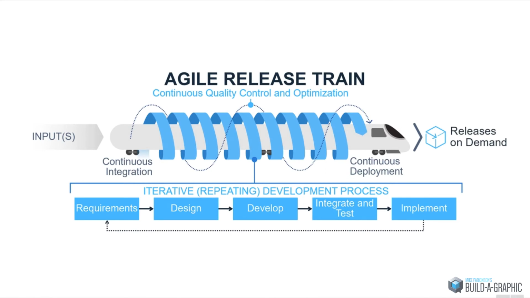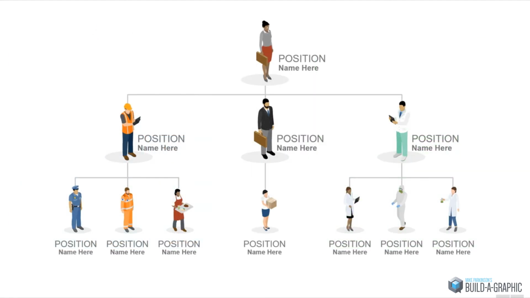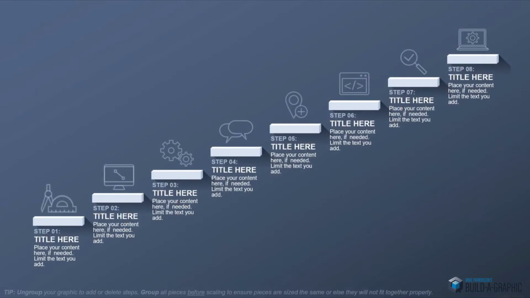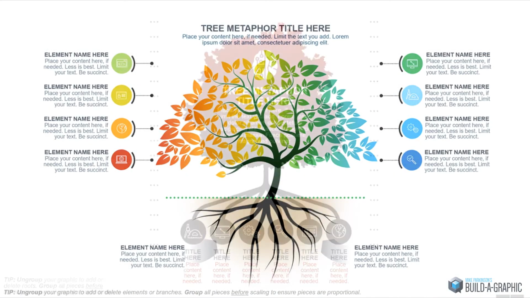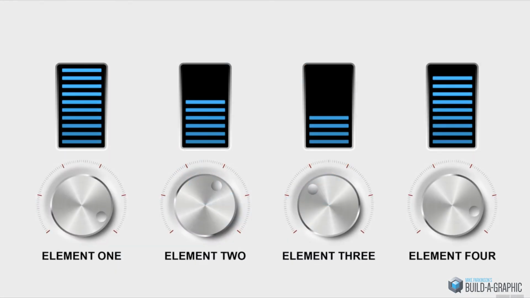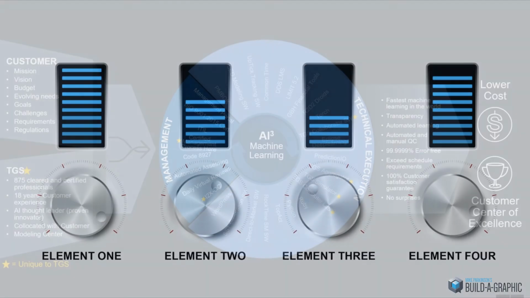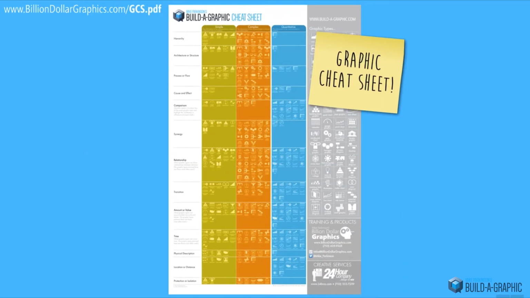You have complex concepts like Scrum or Agile development, showing interoperability or organization charts or step diagrams or tree growth, showing growth of an organization or a process, different ways of showing things in a very unique, innovative way, again, to keep people engaged. You also have access to our graphic cheat sheet.